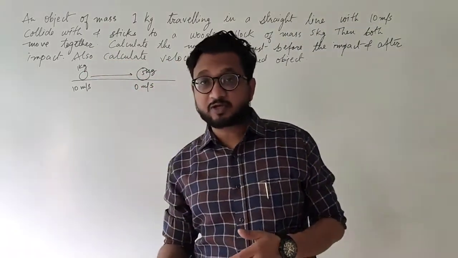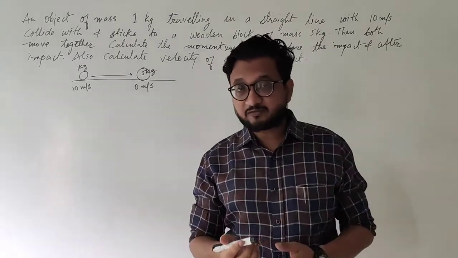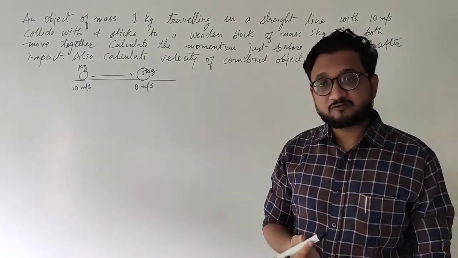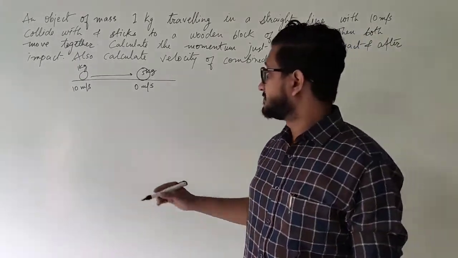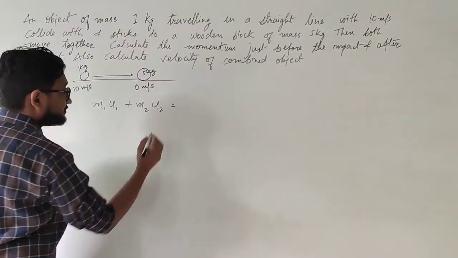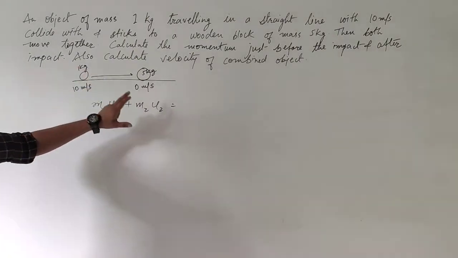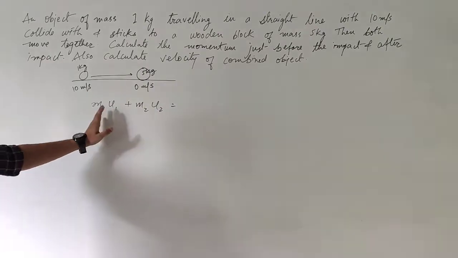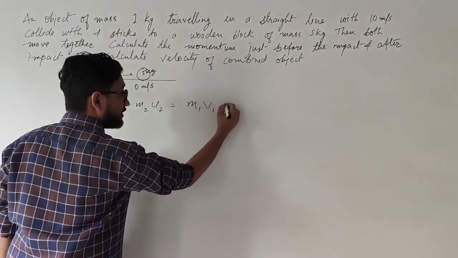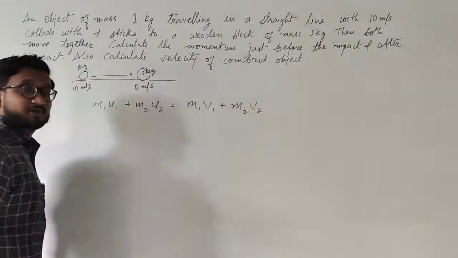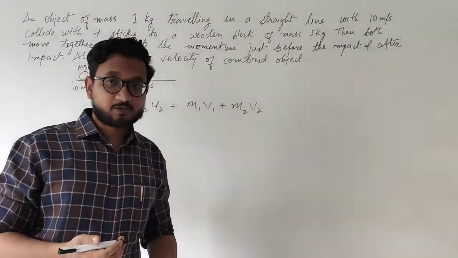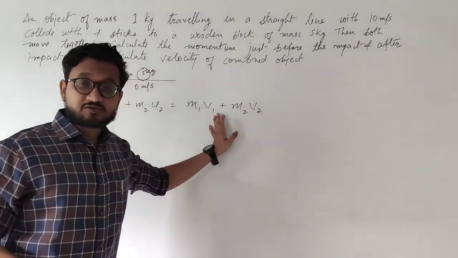And the important thing is also calculate the velocity of the combined objects. Because they both are moving together, they have the same velocity, and therefore you need to find that velocity as well. For this numerical, you are going to use the law of conservation of momentum, which is m1u1 plus m2u2. This is the initial momentum of the first object and initial momentum of the second object, because momentum is mass into velocity. Equals m1v1 plus m2v2. This is the final momentum of the first object and the final momentum of the second object after the collision. So this is what the law of conservation of momentum is.